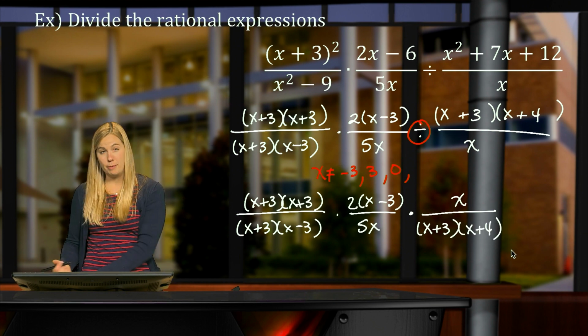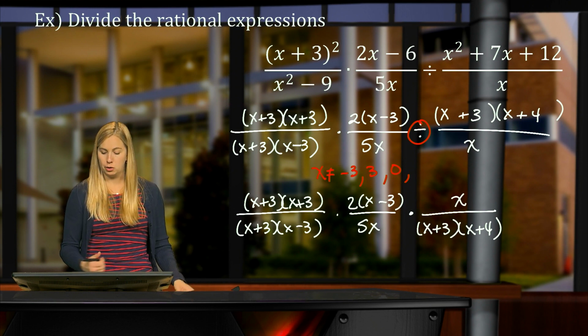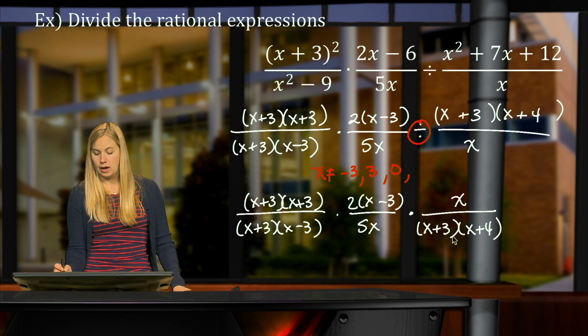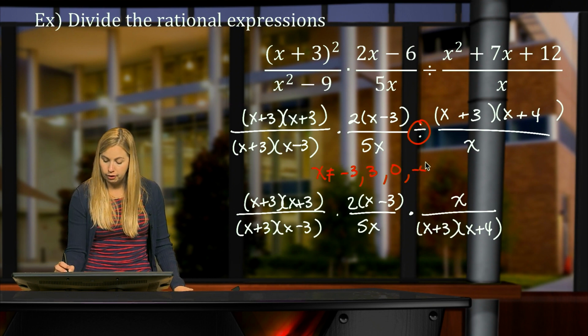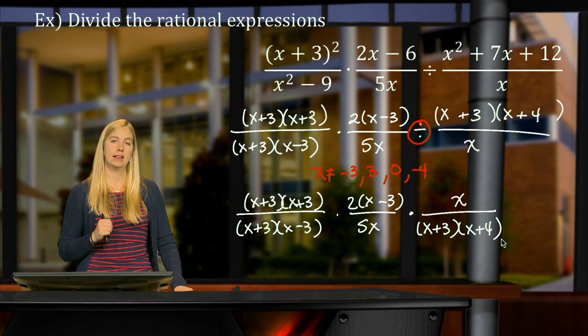Because we have a new denominator, we want to check to see if we have any new restrictions that we need to add to our list. From this one, we've got negative 3, which we've already listed, but now we can also include negative 4. So we have that one new restriction added after we flipped that last fraction.